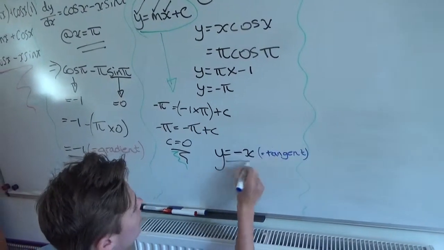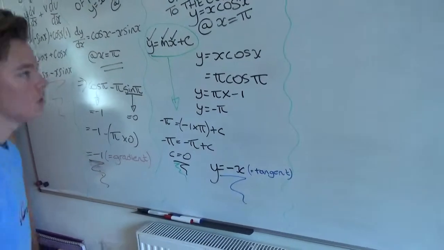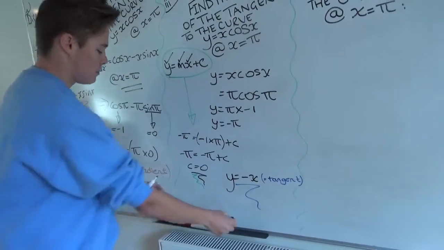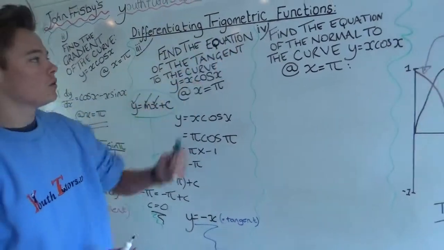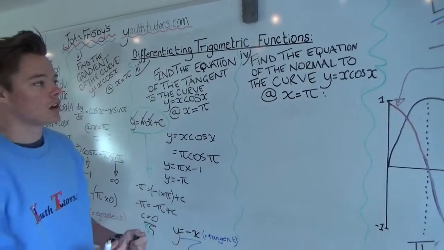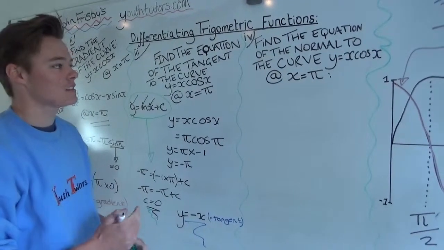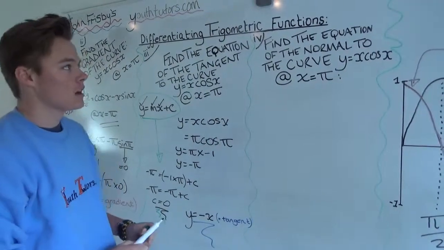Yeah, that's great. And then that is obviously the equation of the tangent. That is part 3 sorted. Moving forward to part 4: find the equation of the normal to the curve y equals x cos x at x is equal to pi.